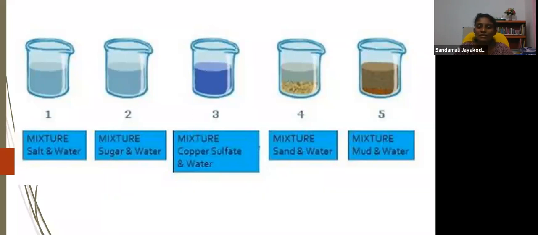When we look at these mixtures, can you tell me what is the difference? What is the main difference? You can see here in the color or the composition of a particular component in that mixture throughout the solution.